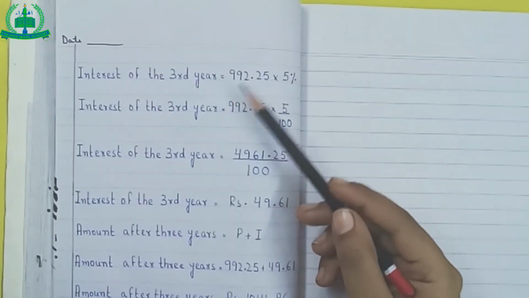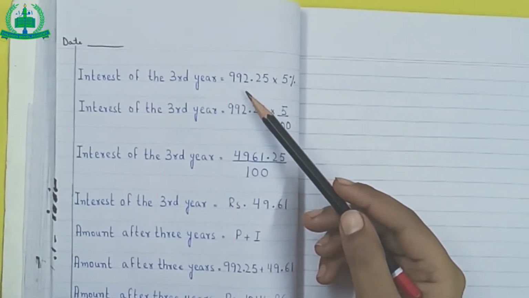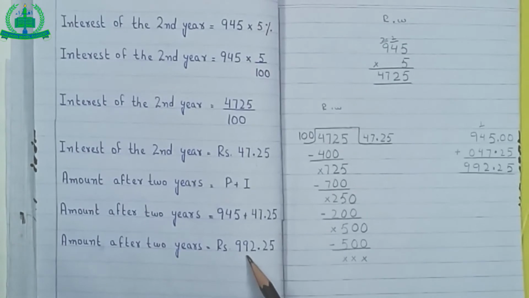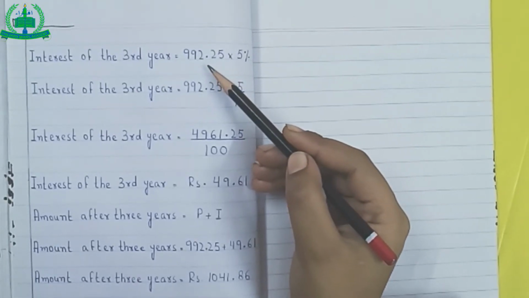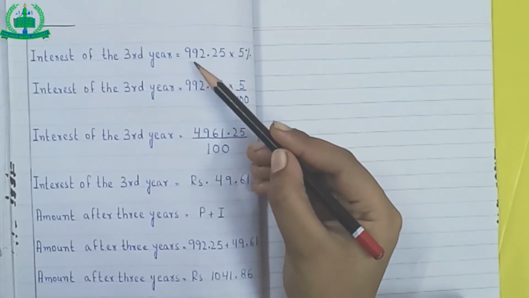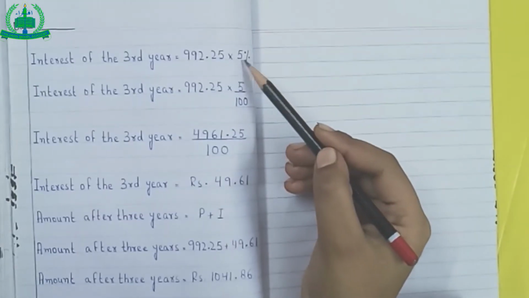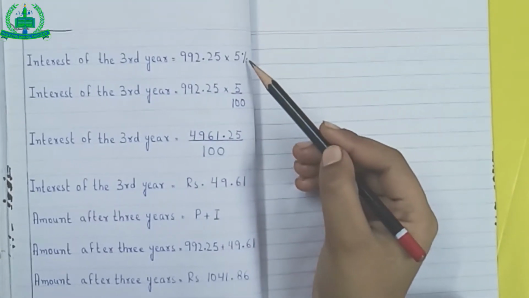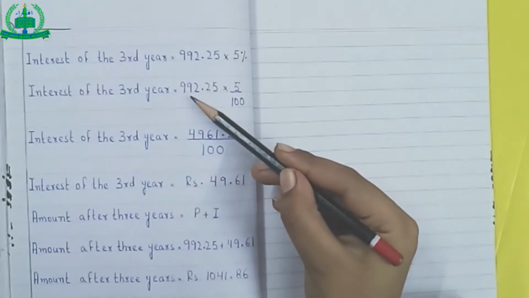Third, we find interest of the third year. To find interest, we multiply principal by rate. Now this amount is the principal of the third year. Principal of the third year is rupees 992.25, so we write 992.25. Rate percent is 5, so we write 5%. We change percent into 100, so we write 5 upon 100.